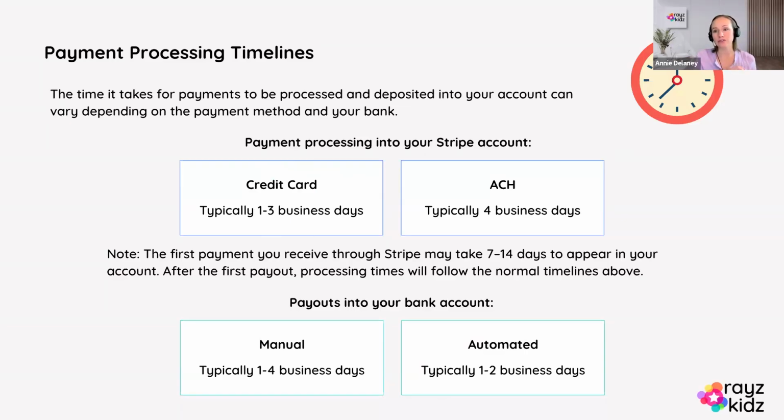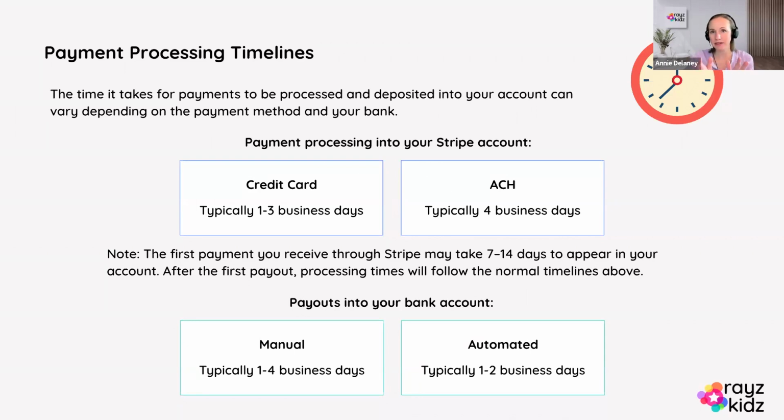And also note that your first payment that you make through Stripe is normally 7 to 14 days. So what we recommend is doing a really small transaction of maybe $1 to test it out and having that go through, and then processing larger tuition payments after that so that those large tuition payments aren't held for 2 weeks before they get to your Stripe account.